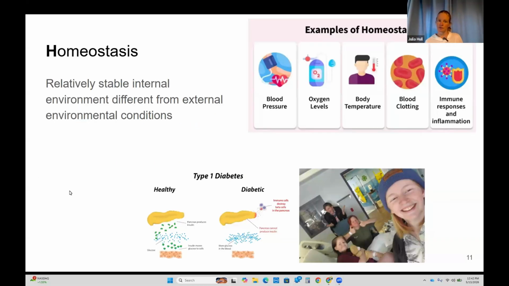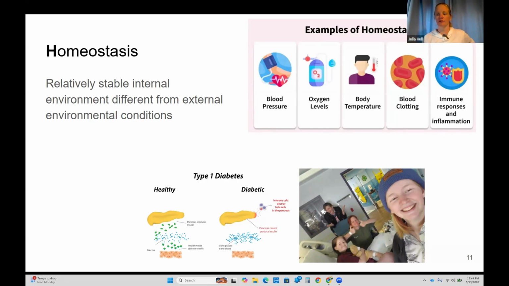The H in R.O.A.C.H.E.S stands for homeostasis. Homeostasis is a relatively stable internal environment, even if we have big varying external environmental conditions. Some examples of homeostasis: blood pressure, oxygen levels, body temperature, immune responses. These are all things that are going to remain pretty stable. Type 1 diabetes is a good example of what happens when homeostasis goes wrong.